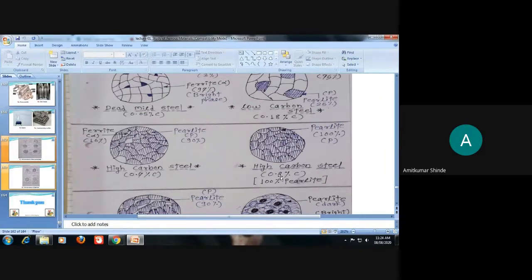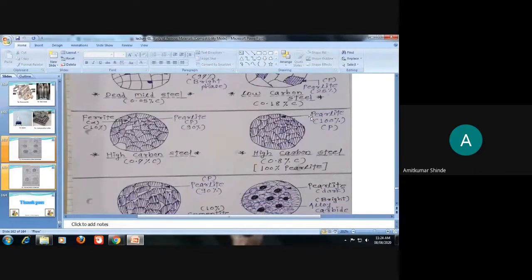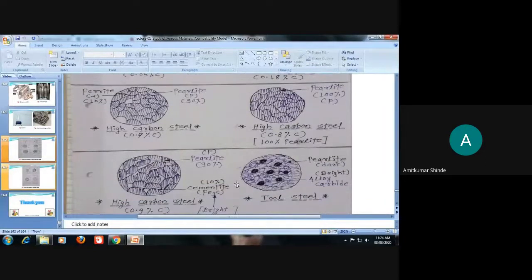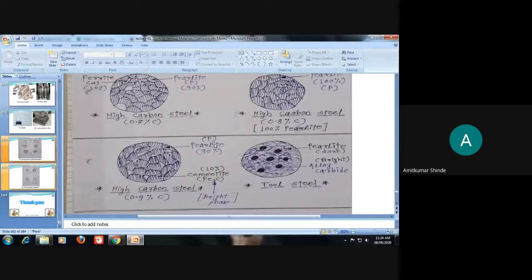And when carbon goes above this 0.8, now 100% perlite is there at 0.8. When the carbon percentage goes above 0.8, some amount of cementite will be formed. Suppose 0.9% carbon is there, then the perlite phase, this dark phase, and a bright phase will appear, that is the cementite for 0.9% carbon. Exactly at 0.8%, 100% perlite is there. Okay, 100% perlite is there.